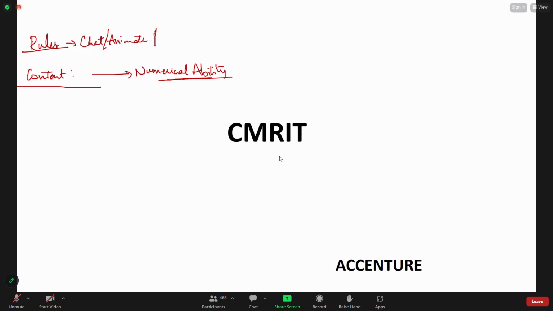That is a coding round. And for the pseudocode, you have to choose the options. Like there is a snippet of the code given. We need to find out the output, or we need to find out what is the error in the snippet given, and so on and so forth.